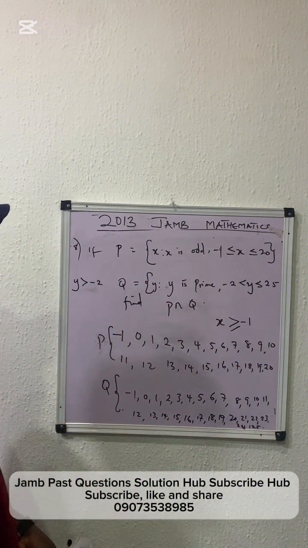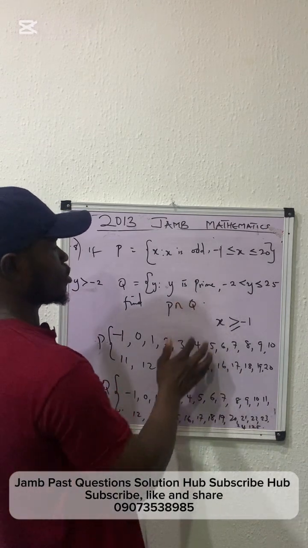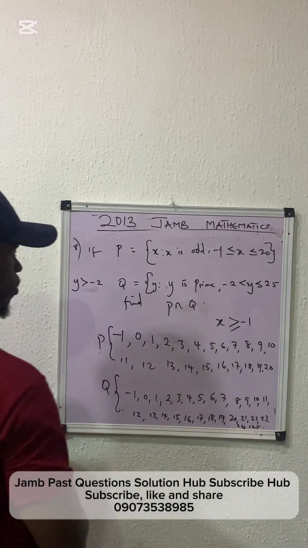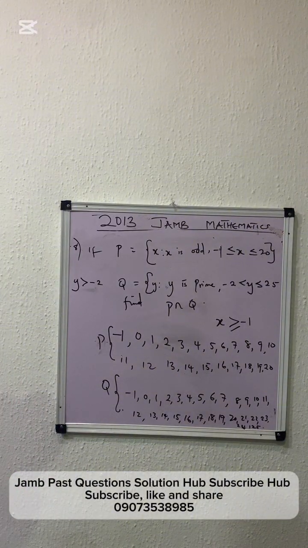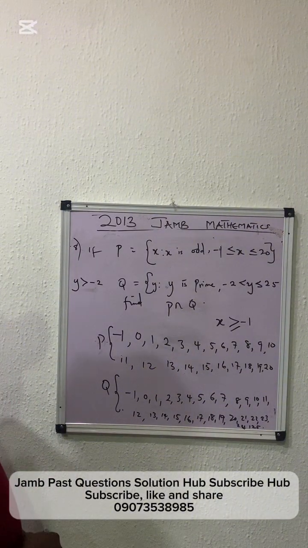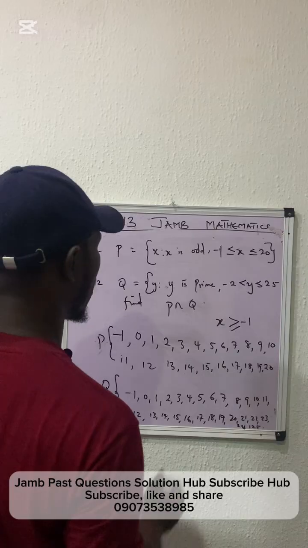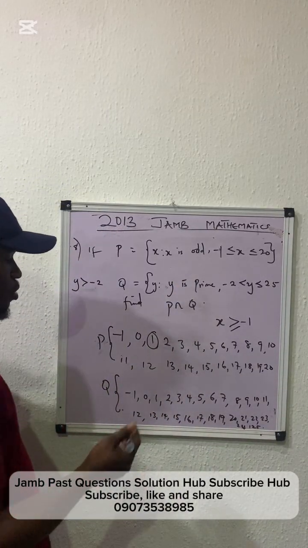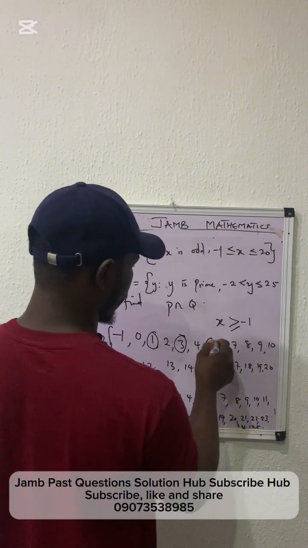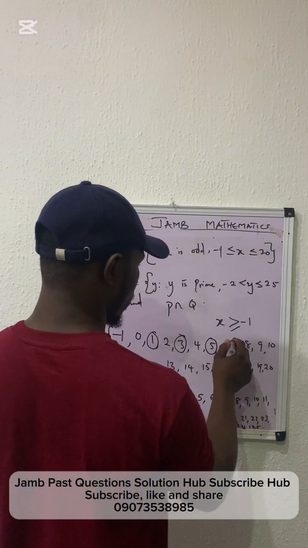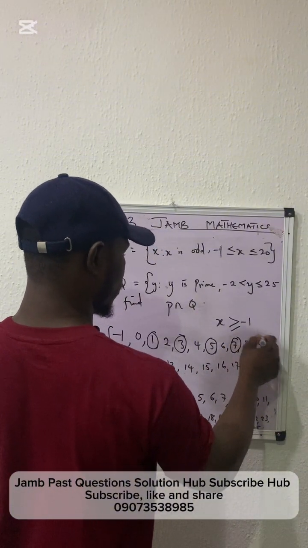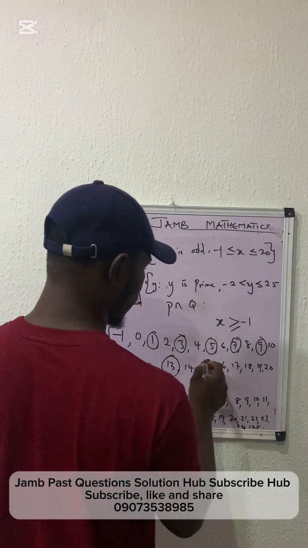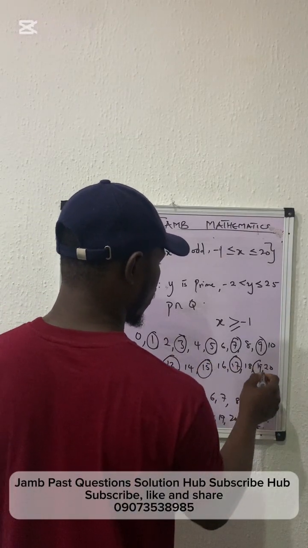But here we have to look for the prime numbers, while in P we're looking at the odd numbers. The odd numbers here are numbers that cannot be divided by 2: 1, 3, 5, 7, 9, 11, 13, 15, 17, and 19.